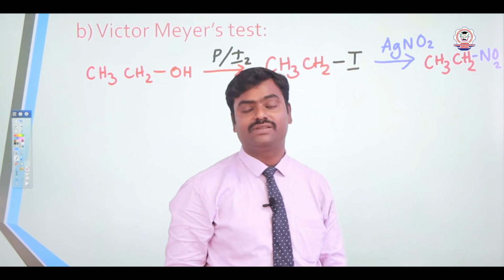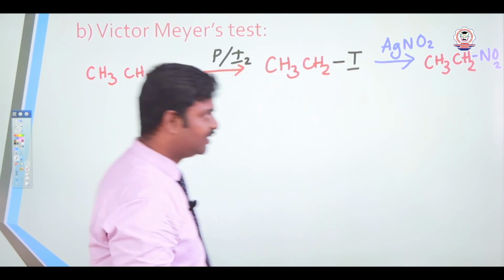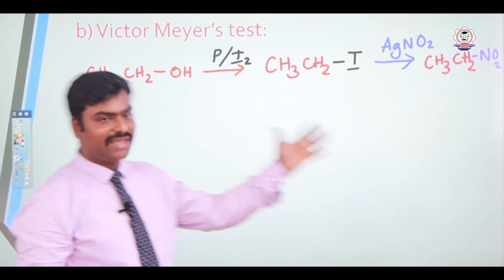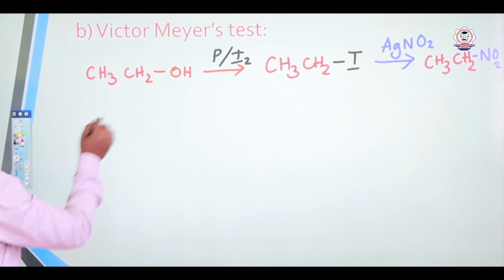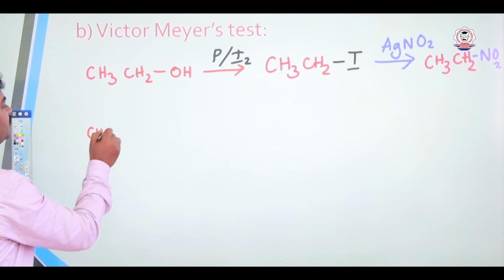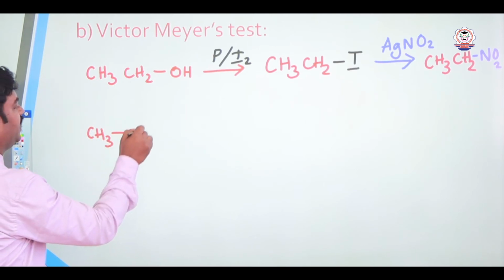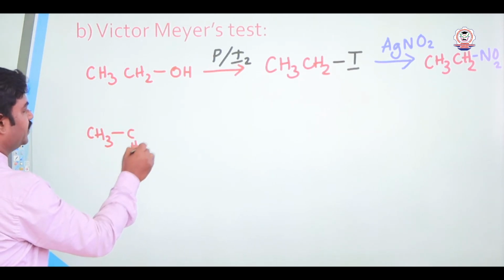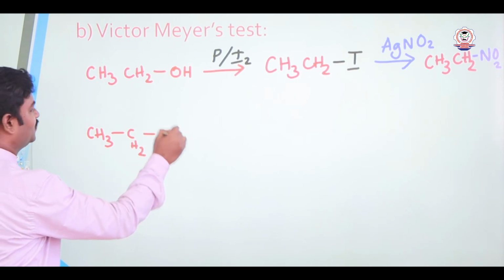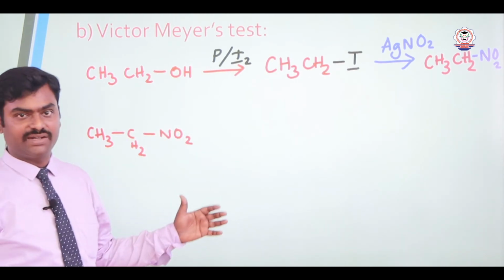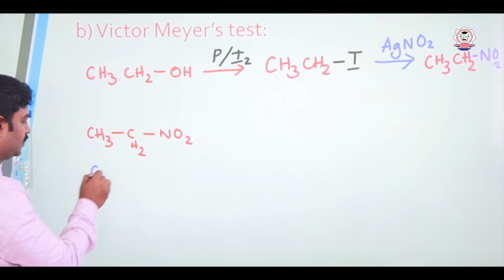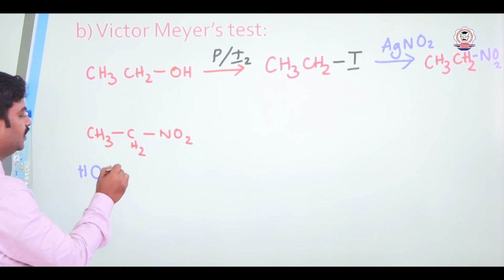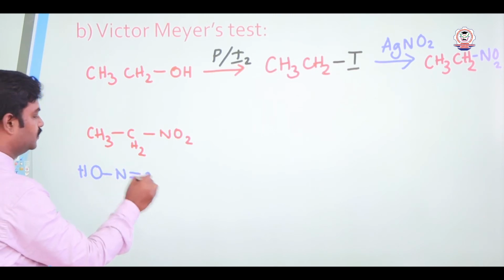The next step is using HNO2. So for that I am going to write the nitroalkane in a detailed structure. CH3, C, we have H2 here and NO2. With this nitroalkane, I am going to write HNO2, OH with N double bond O.